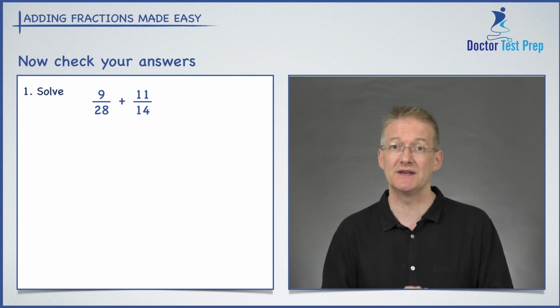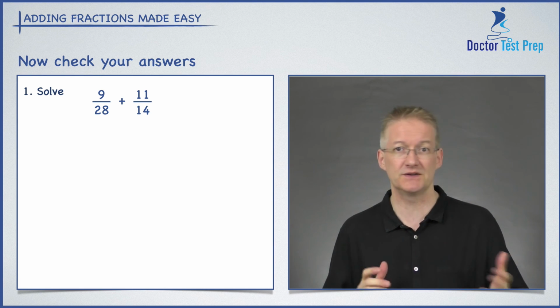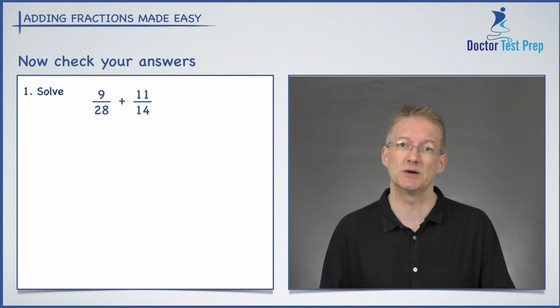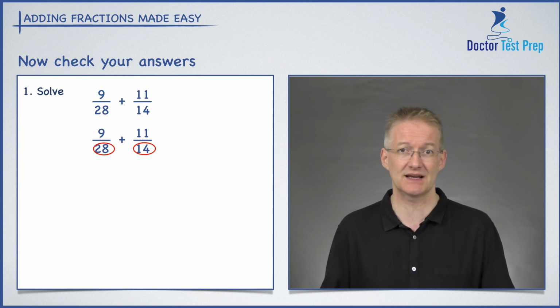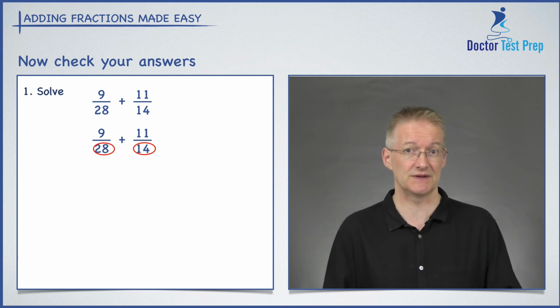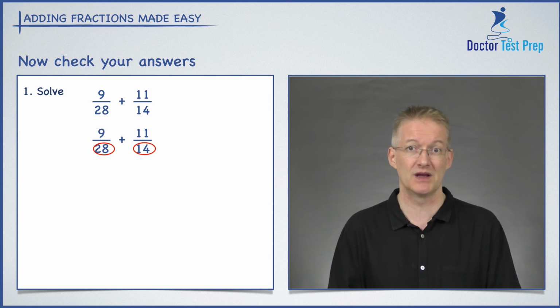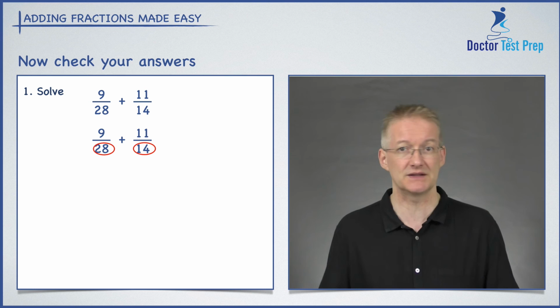Okay, so let's check our answers then. So for number 1, we had 9 over 28 plus 11 over 14. Hopefully you noticed that the denominators are not the same here, so we need to find our lowest common denominator. So we're looking for a number that 28 divides into exactly and 14 also divides into exactly. Hopefully you saw that 28 works really well, because 28 divides into 28 once and 14 divides into 28 twice.